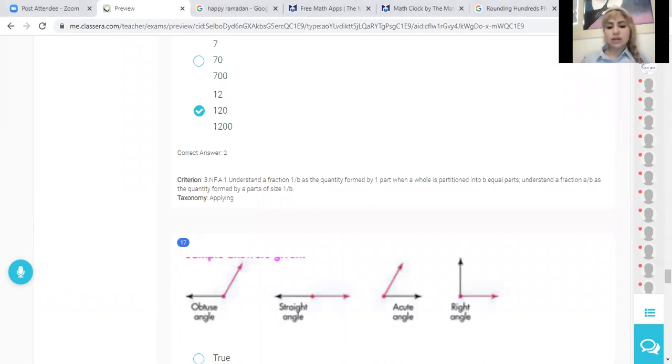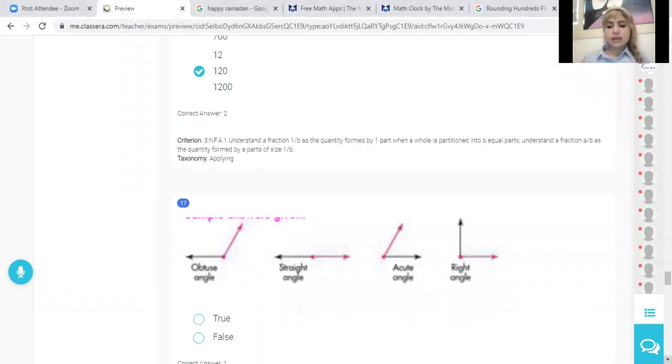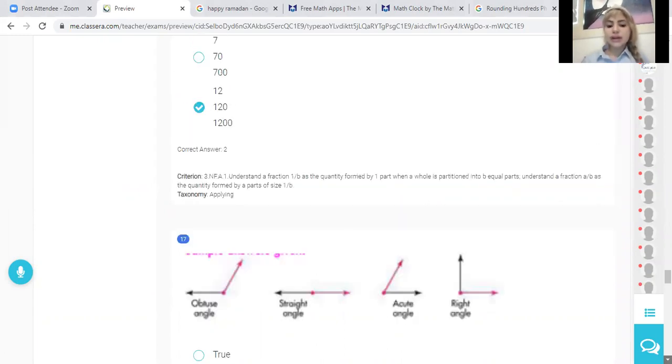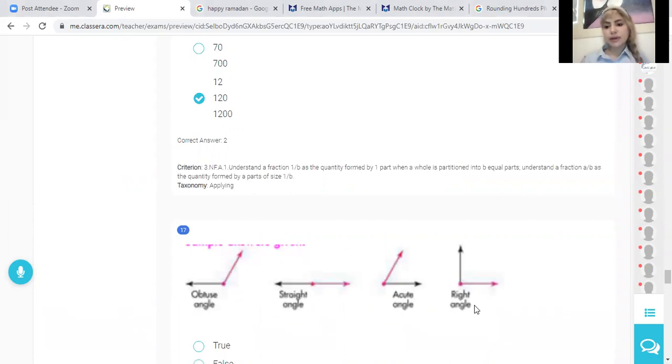Okay, this concept. So we have something called what? We have something called obtuse angle, straight angle, acute angle, right angle. Obtuse, which is like this, greater than 90. Straight angle like this, it's 180 degrees. Okay, acute angle is like this, smaller than 90. Right angle is like this, it is 90. So is this right? Yes, it's true.